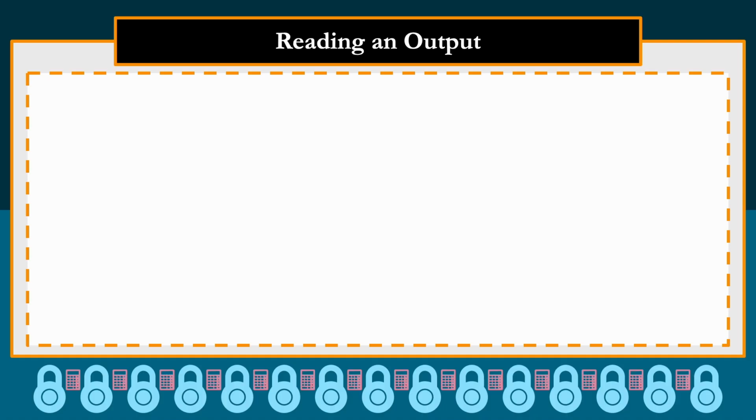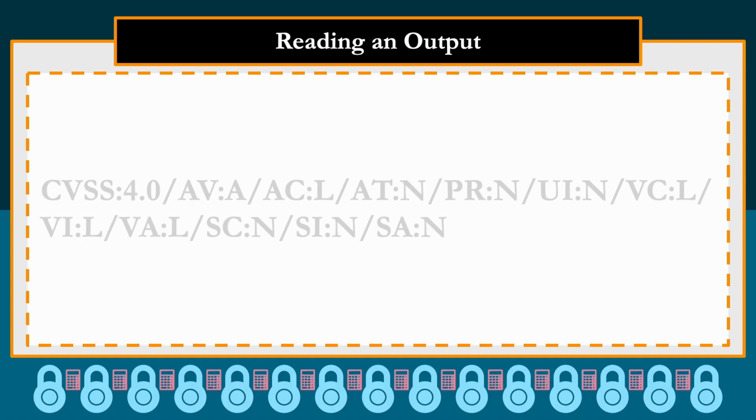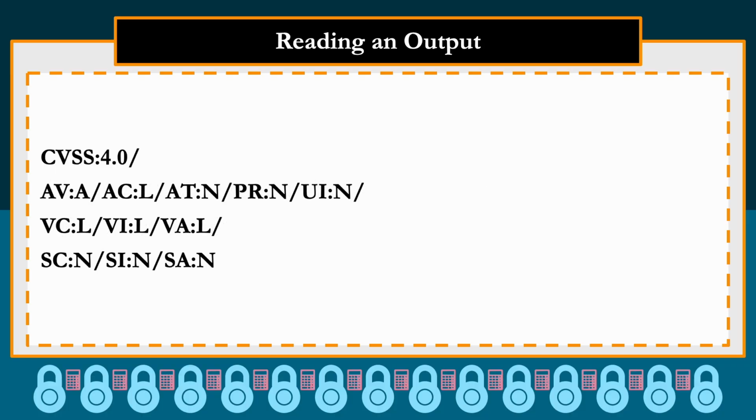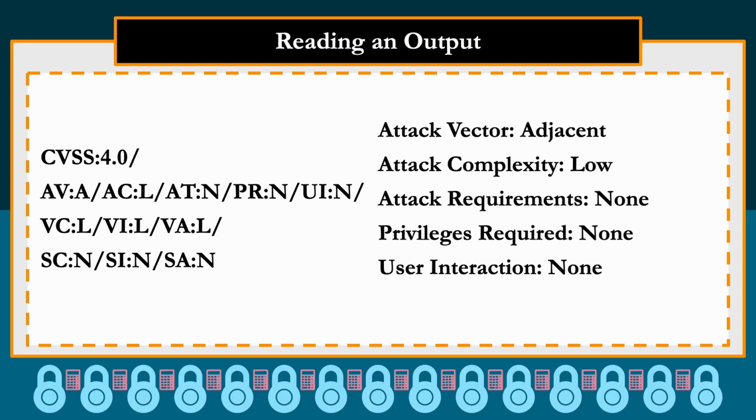Alright, let's get into reading a CVSS string. Here is a CVSS string. Crazy, right? Not really. These are just the 11 categories we were talking about earlier. Let me split it up for you. These 5 are the exploitability metrics: the attack vector, complexity, requirements, privileges, and user interaction.